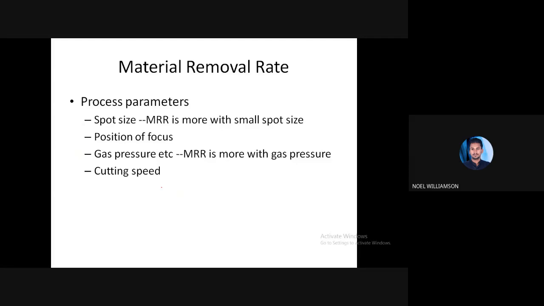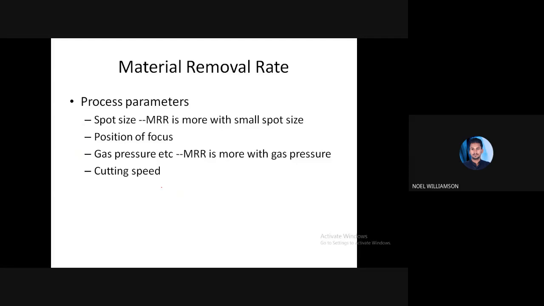Then the position of the focus, regarding where it is being focused, whether it is underneath the workpiece or just beyond, or the focal point is above the workpiece, or below the workpiece, or at the surface of the workpiece. So depending on the focus also, the material removal rate changes.